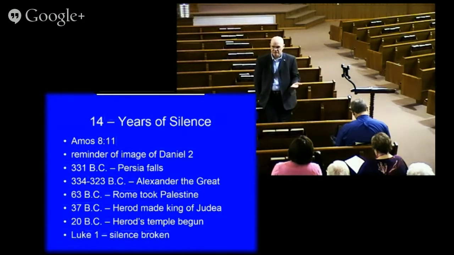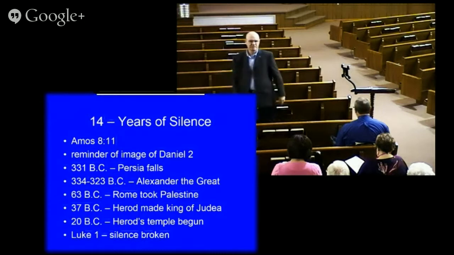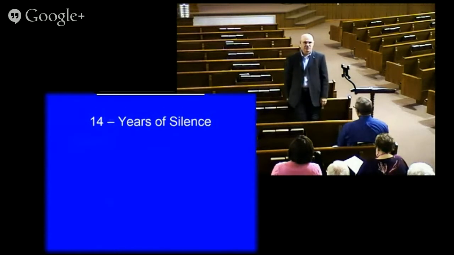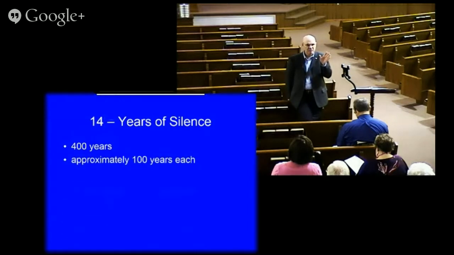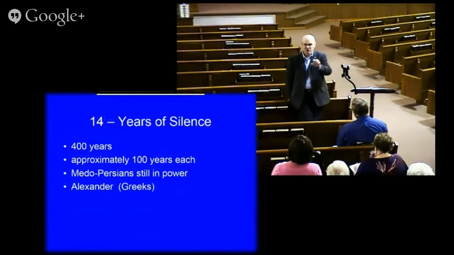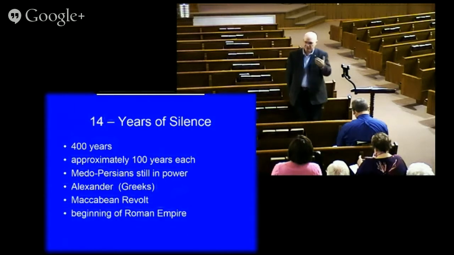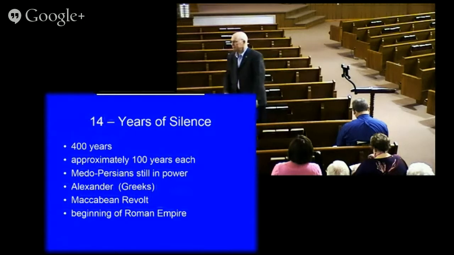Then in Luke chapter 1, this period of silence is broken, when the angel appears to Zechariah, announcing the birth of John, who comes just shortly before Christ, leading up to everything being set for the life of Christ. So if you look at the years of silence, it very roughly breaks down this way: 400 years, about 100 years each of four things. The Medo-Persians were in power about 100 years. Then Alexander the Great and Greek influence is there for 100 years. He didn't live that long, but the influence is there. Then the Maccabean revolt, and then the Roman Empire. That kind of fills the gap.